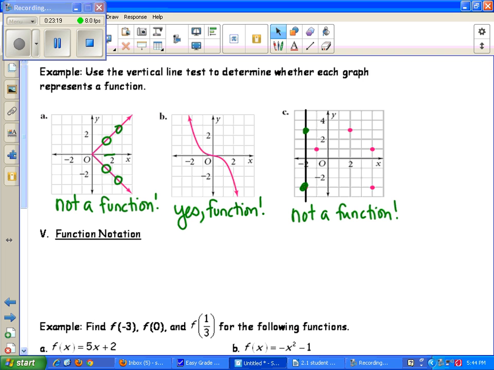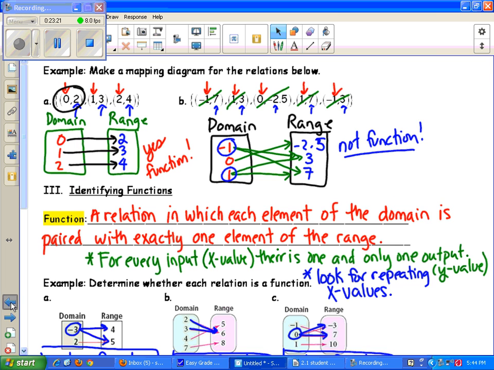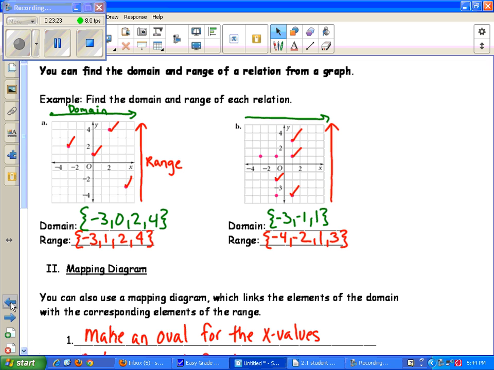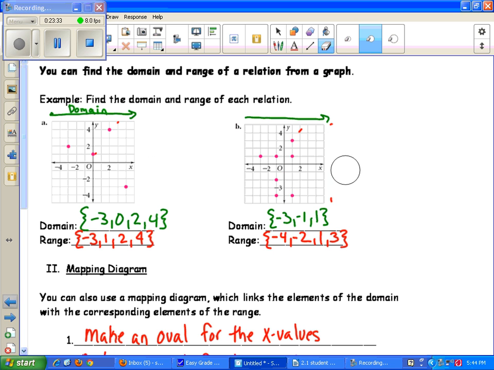So if we go back to the first graphs that we did when we made our mapping diagram, I'm going to erase this a little bit. Let's see if these are functions. Again, how would we do that? We would use our vertical line and see if it hits in more than one place on our line. So no, no, no, no. This passes the vertical line test, so this is a function.